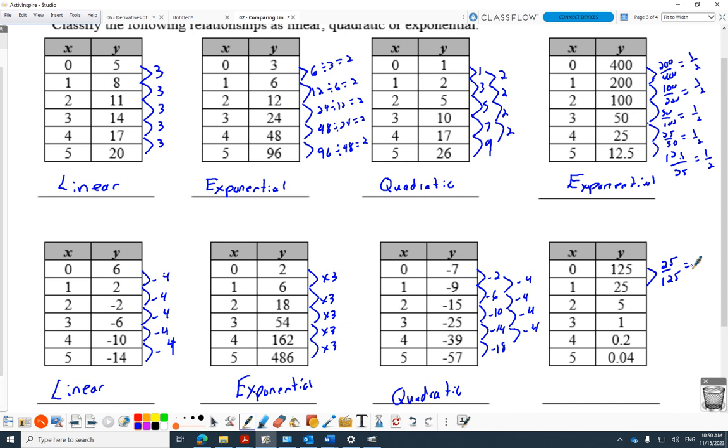What's 25 divided by 125? Someone got the calculator there? No, it's not 5. 1 over 5. So it's just divided. 5 over 25? 1 over 5. 1 over 5? 1 over 5. 0.2 over 1 is 0.2. Uh-oh. 0.04 divided by 0.2 is 0.2. Is 1/5 0.2? Yeah, it is. So this is exponential. So you might have to play around with the decimals a little bit there.